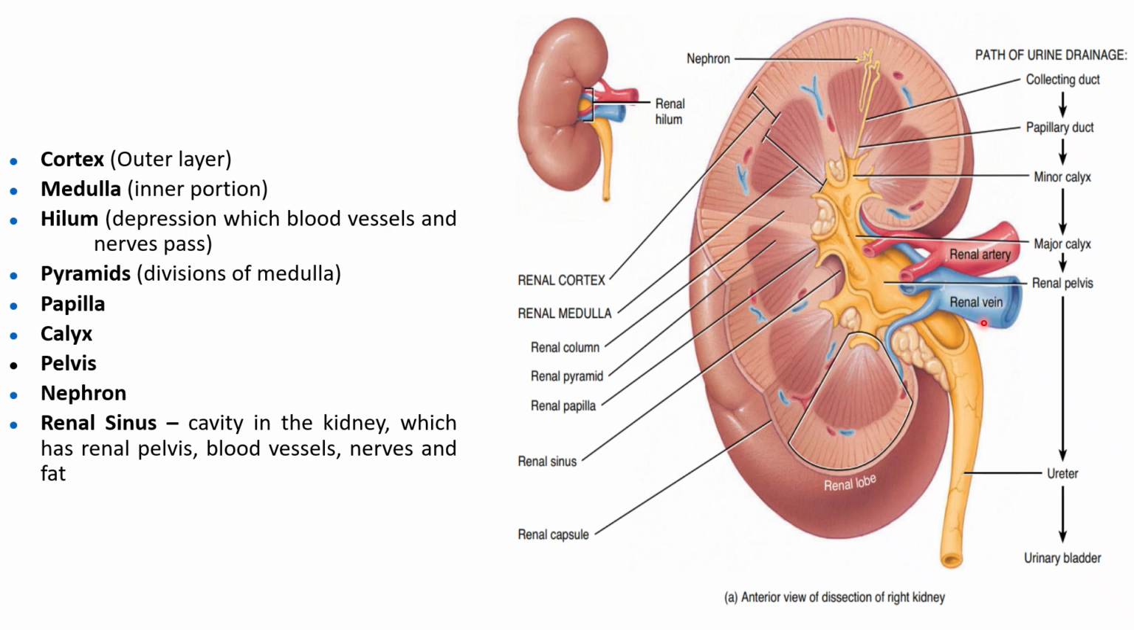So these are the important portions: cortex, the outer layer; medulla, the inner portion; hilum, the depression through which blood vessels and nerves pass; pyramids, the divisions of the medulla. Here you can see the renal papillae, then calyx, that is the major and minor calyxes. Then the renal pelvis. Then the nephron, the functional unit of the kidney. Then the renal sinus, a cavity in the kidney which has the renal pelvis, blood vessels, nerves and fat. So these are the important structures of the kidney.